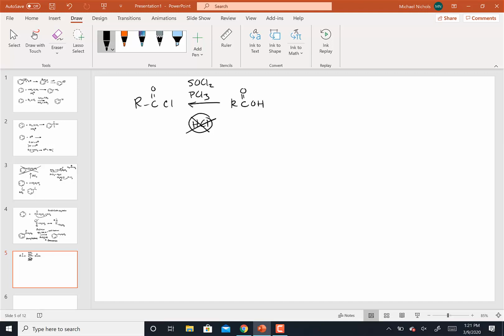But convert your carboxylic acid to an acid chloride, and then you can go ahead and add it to any ring, and you can reduce the carbonyl group down to the CH2 by Wolff-Kishner or Clemmensen.